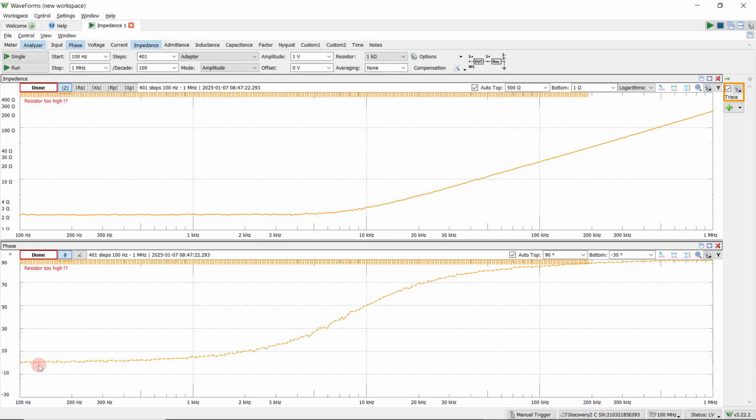At low frequencies, we have 0 degree phase shift. At high frequencies, we go up to 90 degree phase shift.